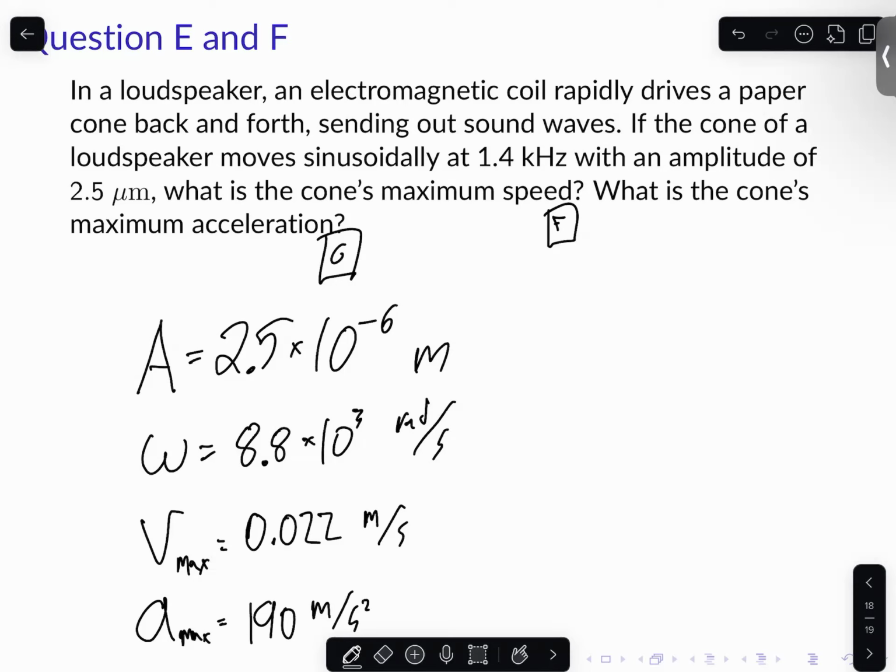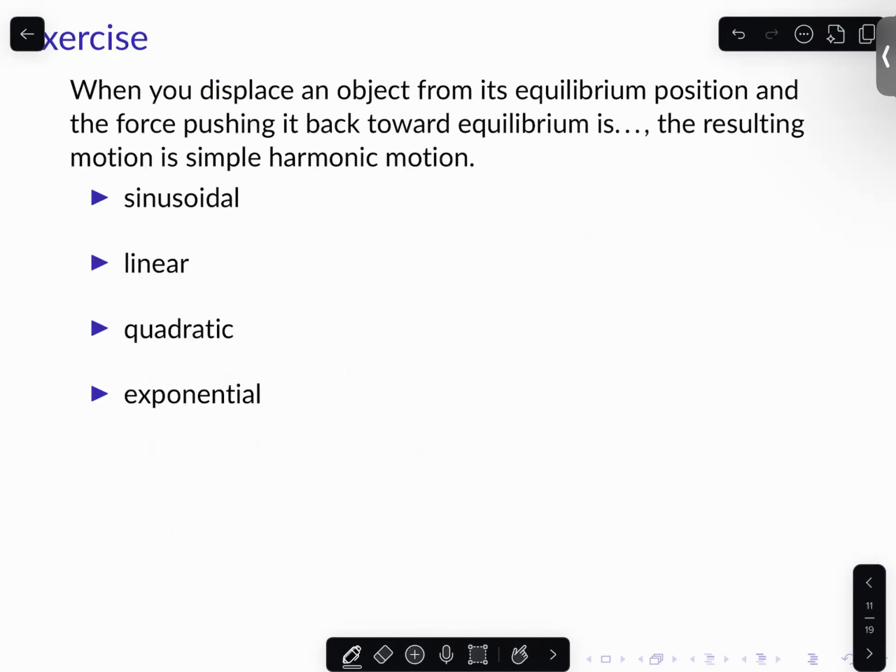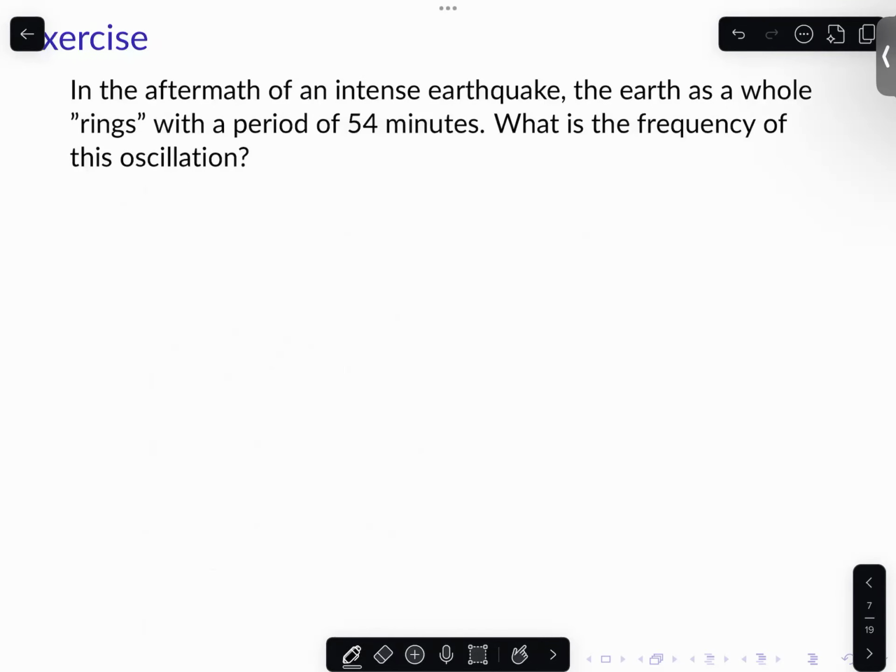Ready for a couple of review questions and then get out of here? Yeah. And the earthquake question. Okay. Earthquake question. Thank you. Real fast. Chop, chop.